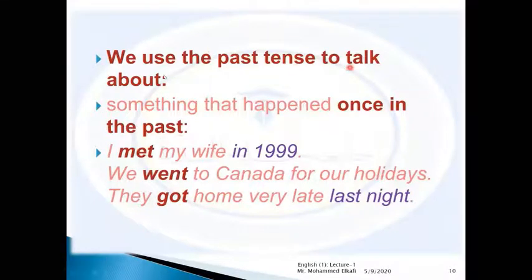We use the past tense to talk about something that happened once in the past, as when we say, I met my wife in 1999. That means you met her just one time, once, in this year. We went to Canada for our holidays. So here they went in the past. They got home very late last night. Also got. You can see that met is the past of meet, went is the past of go, and got is the past of get.